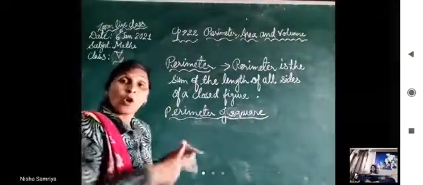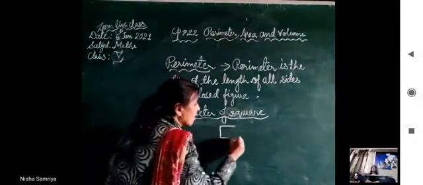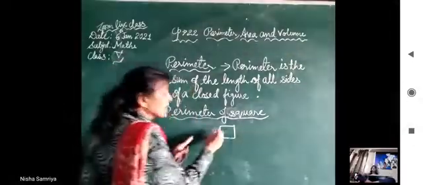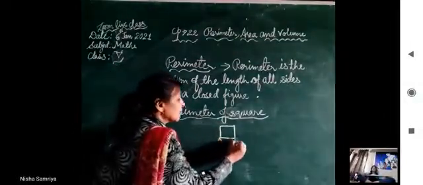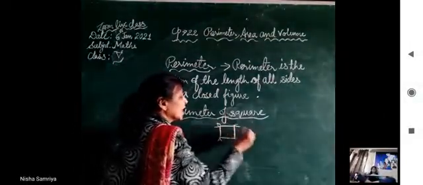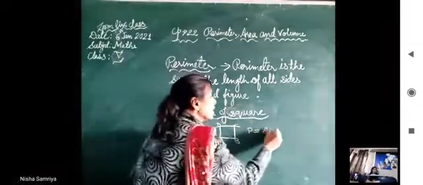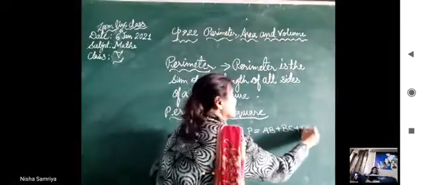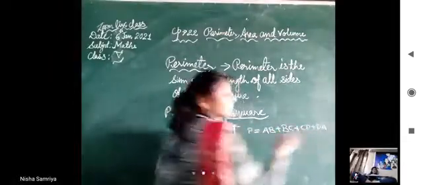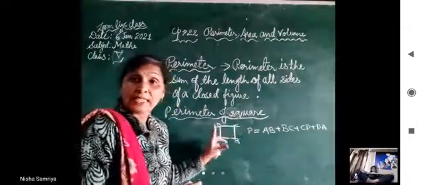in which all sides are equal. Now you see this is the figure of square in which all sides are equal. That is A, B, C, D. Now we write the perimeter of square is equals to first AB plus BC plus CD plus DA. Now here you see all sides are equal.